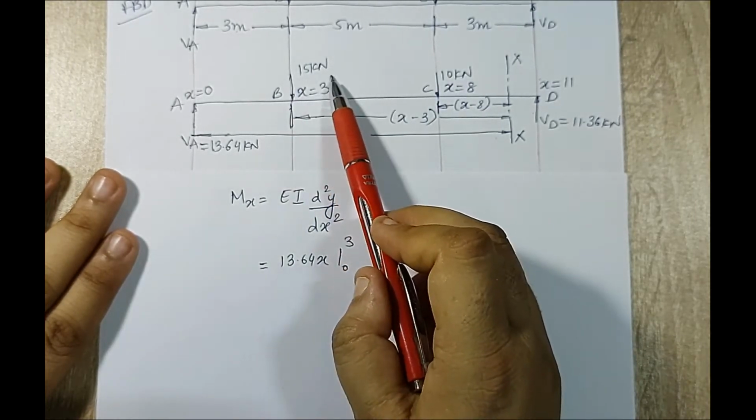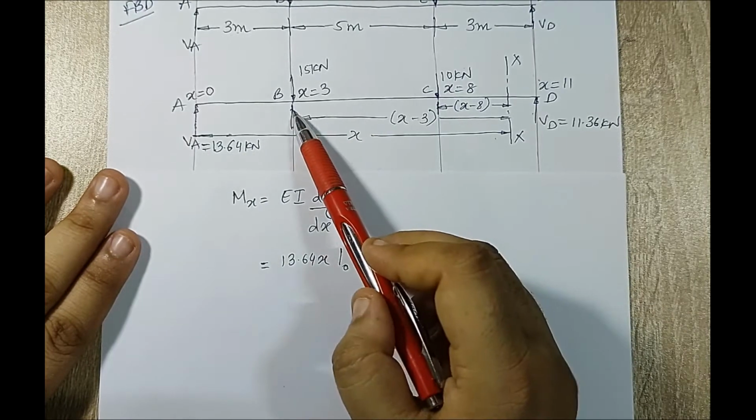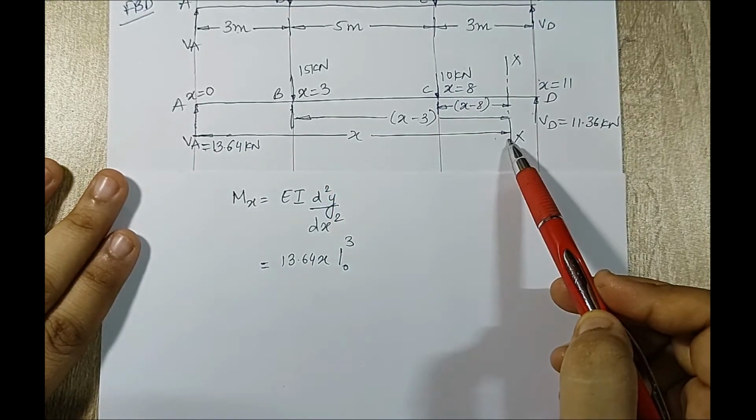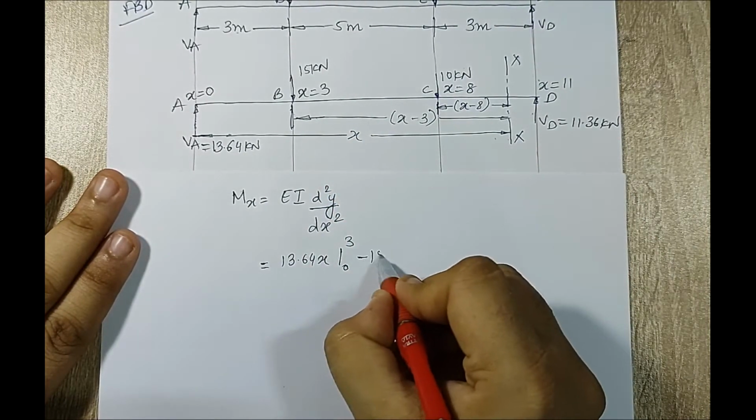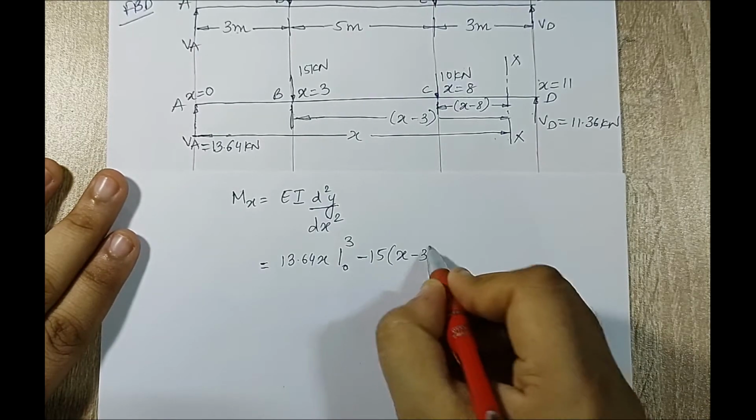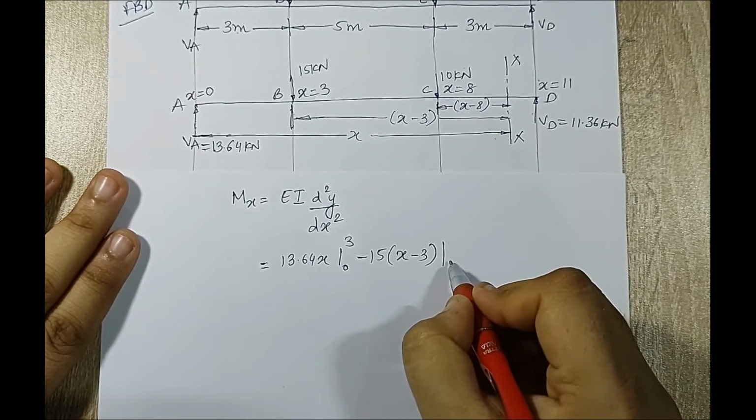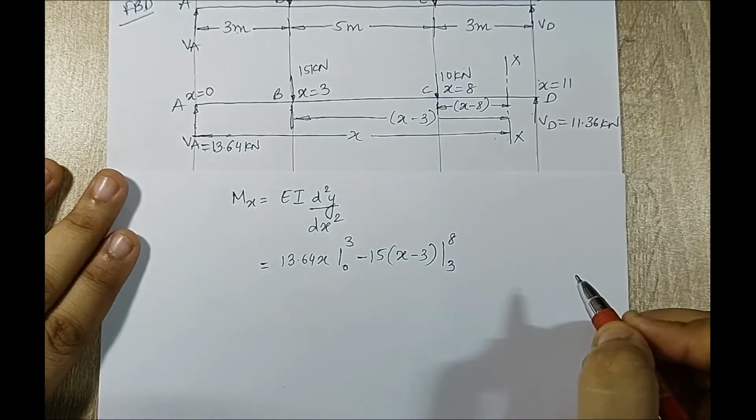Next, I have 15 kilonewton in the BC portion. It is turning anti-clockwise towards xx. So I'll write minus 15 into x minus 3. The domain is from 3 to 8.